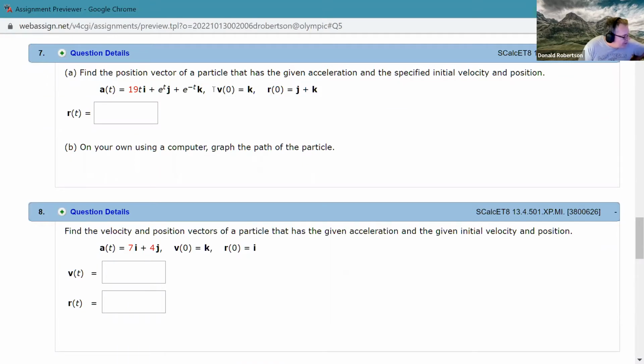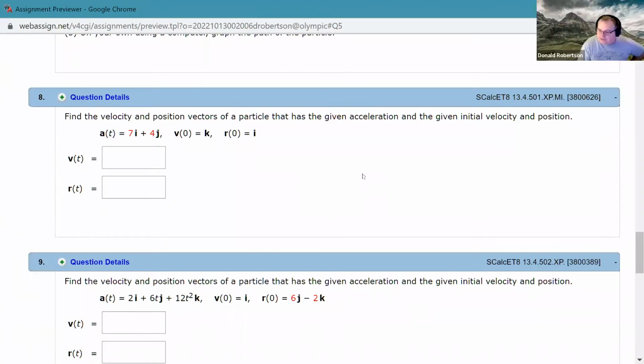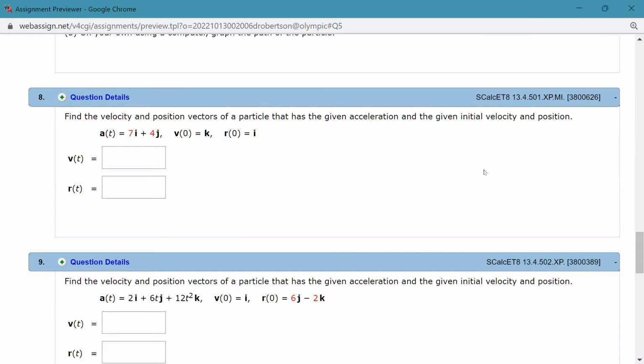If this bit was missing, and they just said, here is A of t, find R of t, then you would just have C1, C2, and C3. You wouldn't find what numbers they were, because there isn't any information that would allow me to do it. So you would put C's in your answer in that case, plus C1, plus C2, plus C3. Hopefully you wouldn't have to do another integration, because C1 would become C1t and it'd get really ugly really quickly.